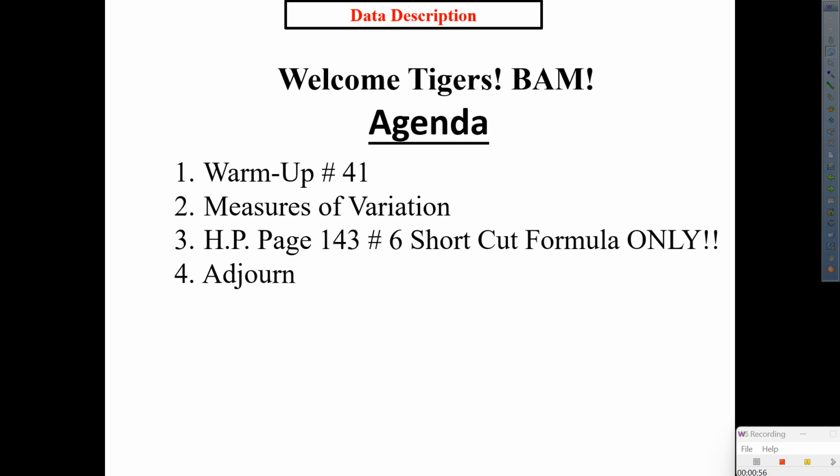However, today we're going to be introducing a couple formulas that we're going to be using for tonight. Oh yes, that's why I wrote down problem number 6 with shortcut formula. Okay.